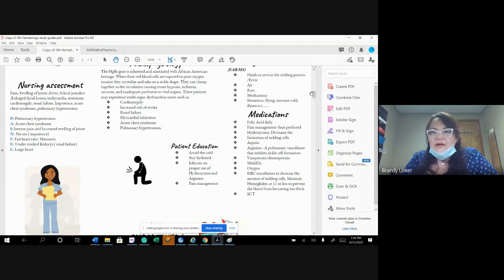Okay, the things that can cause a sickle cell crisis. Normally they can live a normal life, but as soon as they get exposed to anything that causes them to have less oxygen, that's when this clotting up and this sickling starts happening. And so it's very painful.